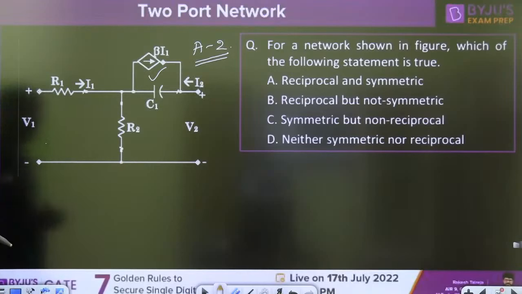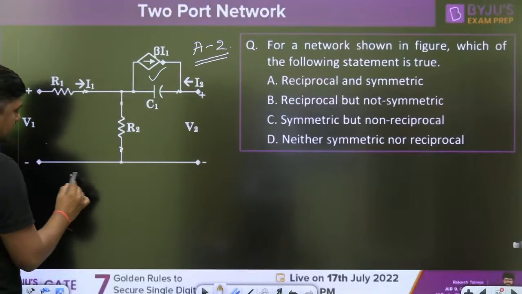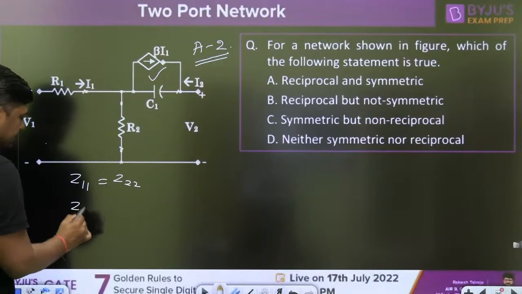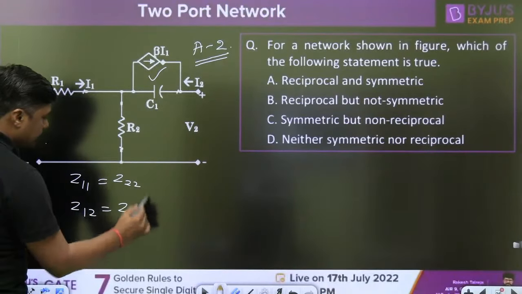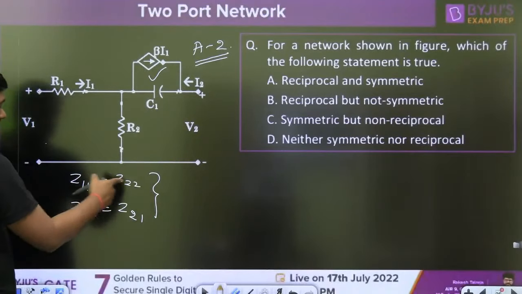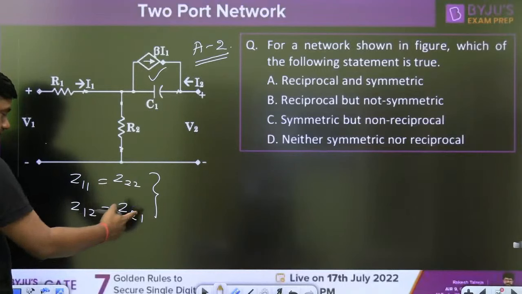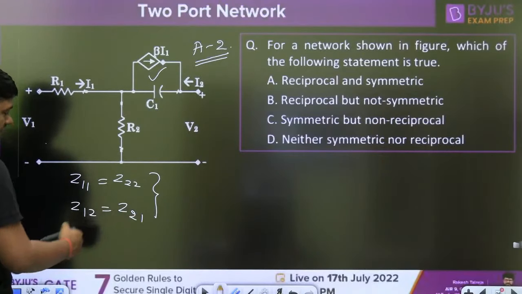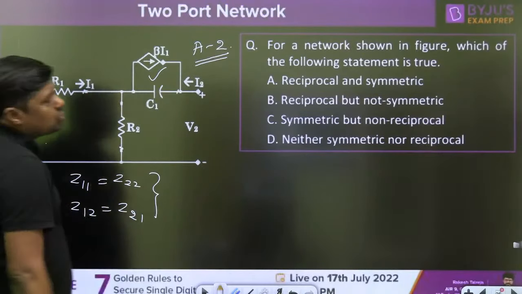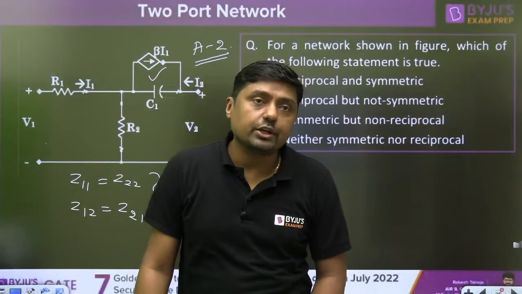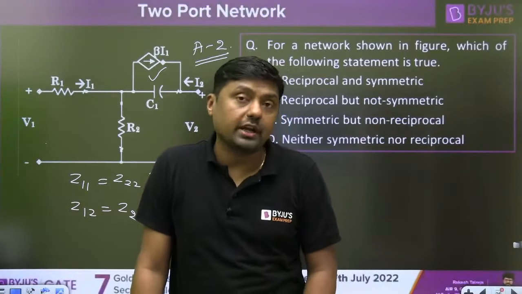For electrical symmetry, you have to find Z11 is equal to what? Z22. Or for reciprocity, Z12 is equal to what? Z21. That is the condition. This is the condition for electrically symmetrical, and that is the condition for a reciprocal network. But if there is a dependent source, then my dear friends, you are not going to get Z12 equal to Z21. So this is a non-reciprocal network.